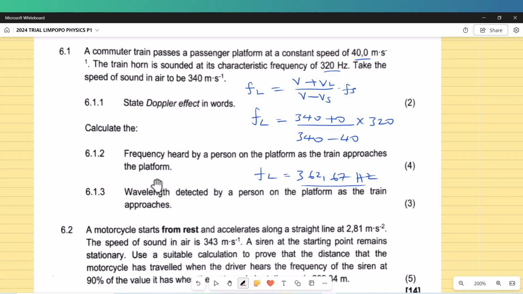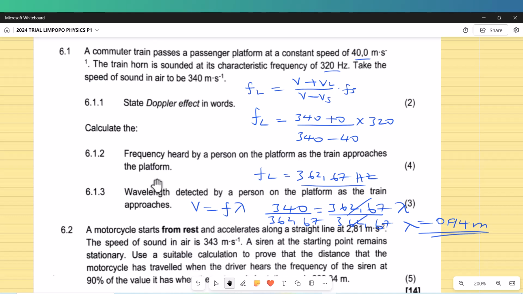Next, calculate the wavelength detected by the person on the platform as the train approaches. If you know the frequency, we use V equals F times lambda, where lambda is the wavelength and V is 340, the speed of sound in air. The frequency we have is 362.67, and we're looking for the wavelength, so we divide both sides by 362.67. Lambda equals 340 divided by 362.67, which is 0.94 meters. That's our wavelength.